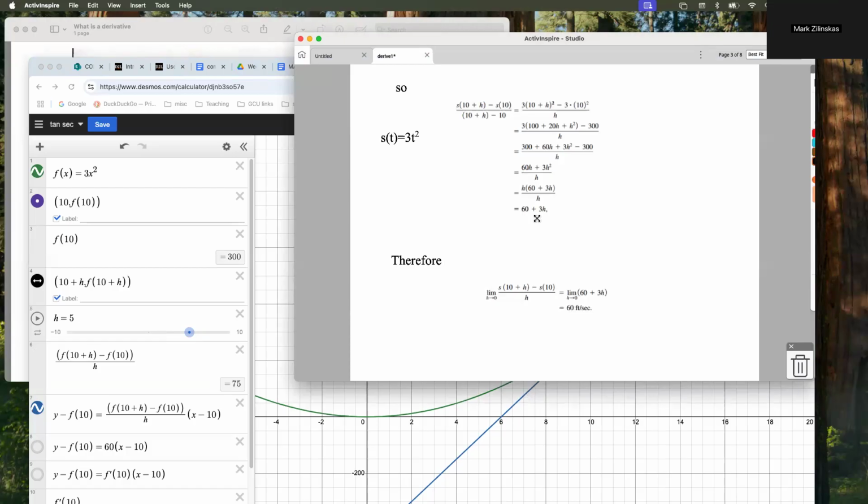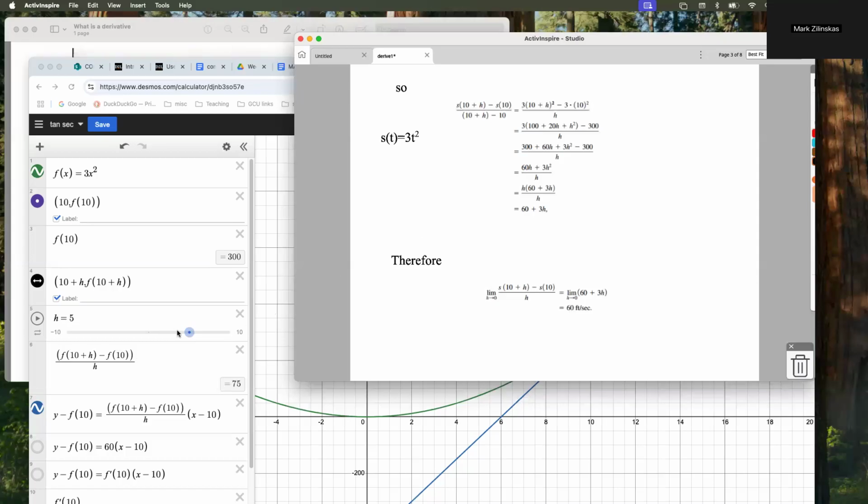And I could use this one over here too, because now h is 5, right? If I just put a 5 in here for h, I get 60 plus 3 times 5, which is 15, and I get 75, okay? So you can see that this expression is equivalent to this ratio here, which is really the same thing as what I have over here, all right?